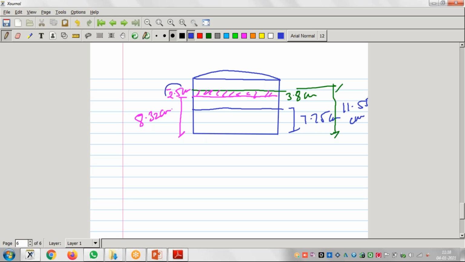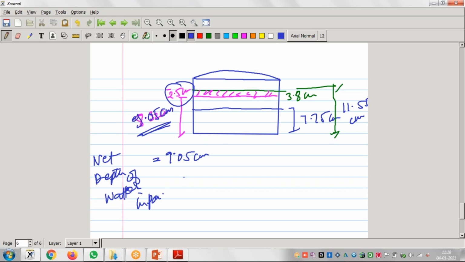Then I will remove this 2.5 centimeter. It will become 9.05 centimeter, right? 9.05 centimeter will be remaining. And that is the net depth of water in the pan.